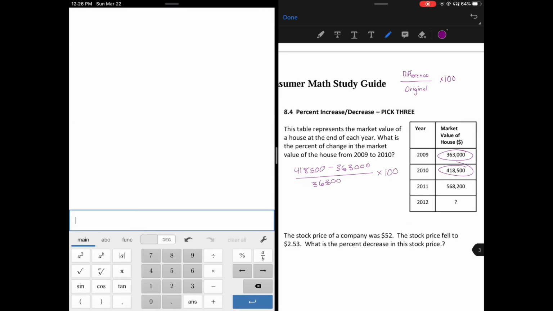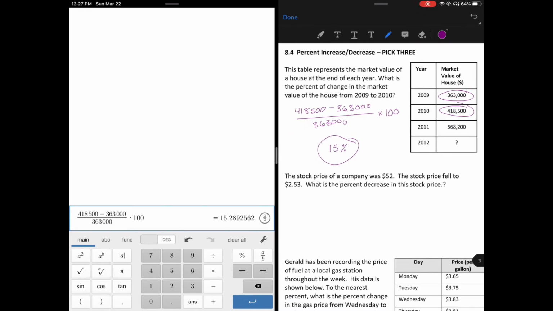And we could put it into Desmos exactly like that. So what I like to do is I put the fraction bar first, and then I'll put the top of that fraction where I'm finding the difference. I'll divide by the original, and then I'll multiply by 100. So my percent change is 15%. I'll round to the nearest whole number. And that's it.